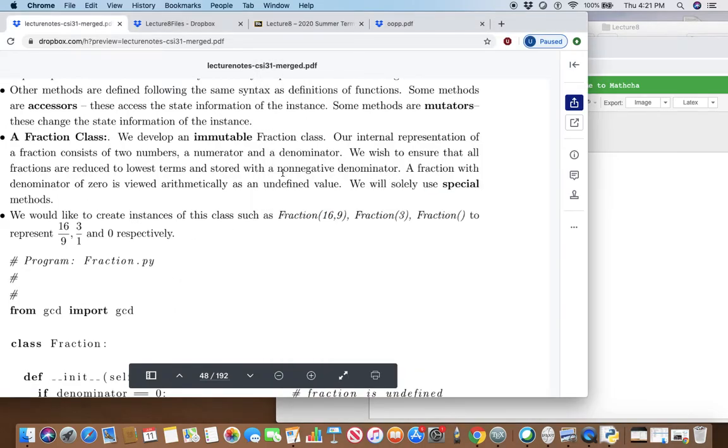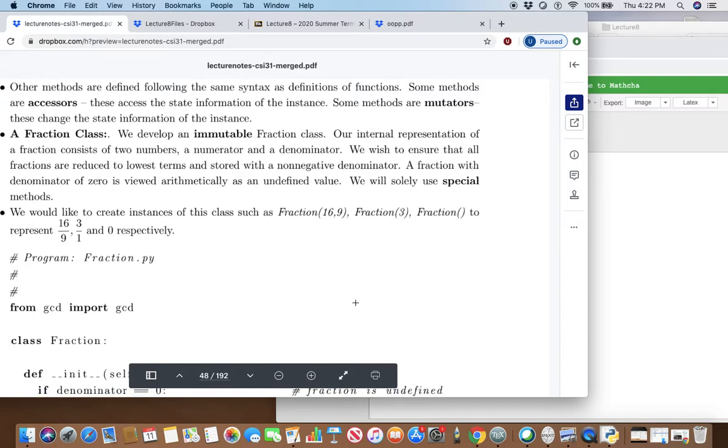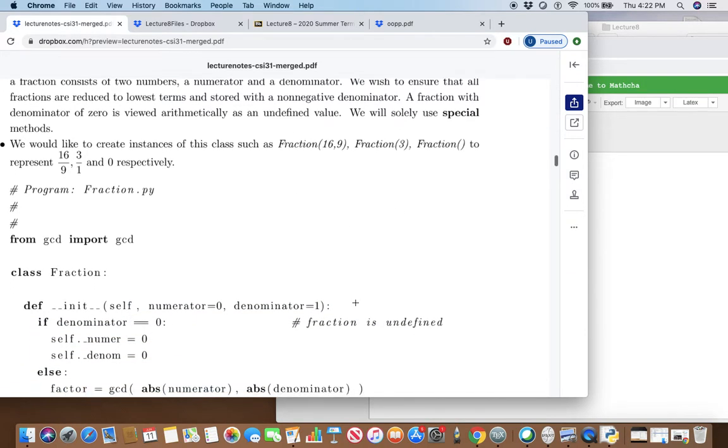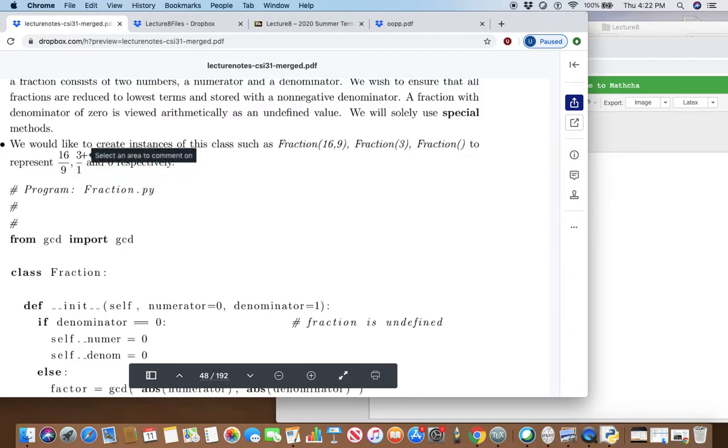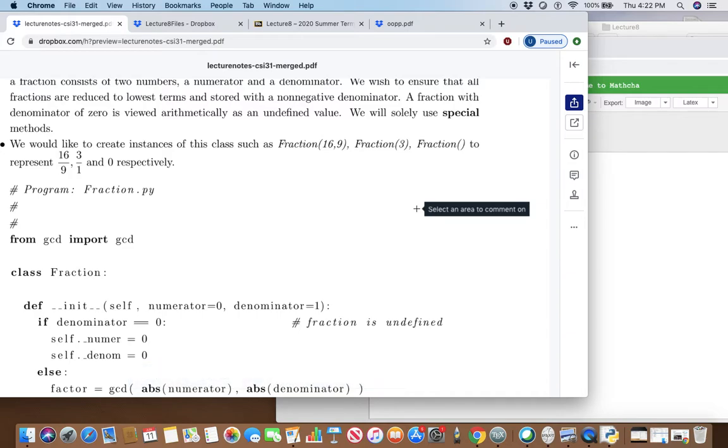So you don't want a negative denominator, and you don't want a denominator of 0. We will use special methods in this case. Moreover, 16/9 should be represented as 16/9. Fraction of 3 should be represented as 3/1. And fraction with nothing should give you 0. That is, nothing means the default setting, fraction is 0, with 0 being 0/1 in our minds.